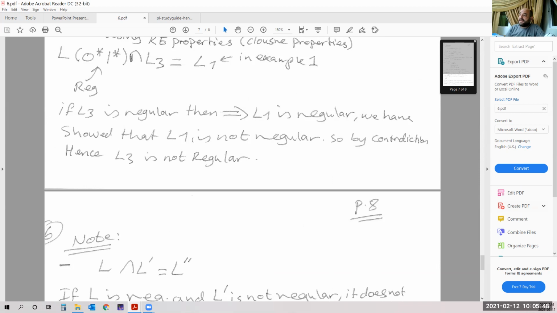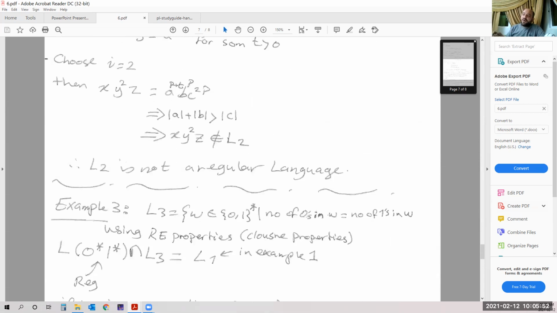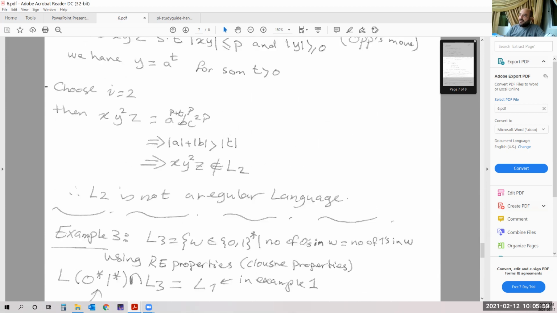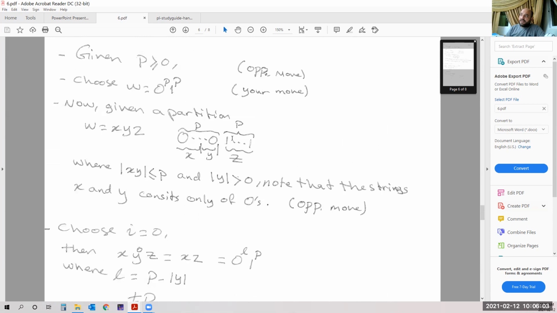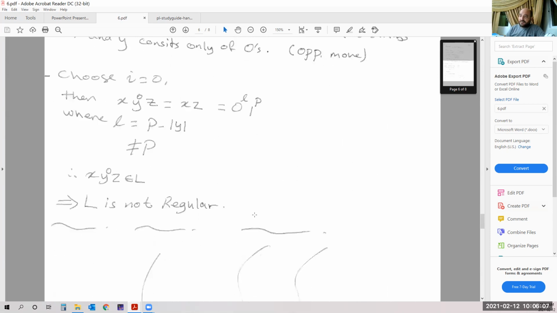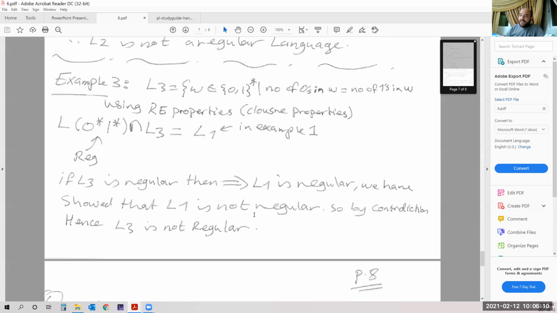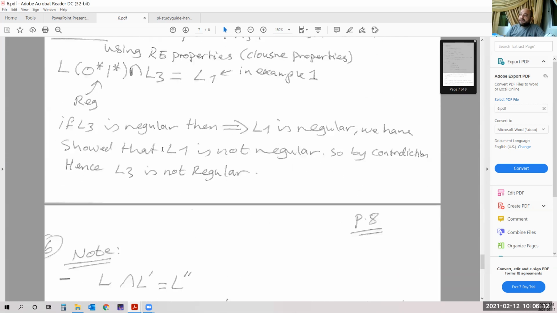We have shown that L1 is not regular. We showed it in example one, but in the exam, you have to show me that L1 is not regular. Clear, guys? But here, since it's in the same handout, we showed the way that it's not regular. So if in the quiz you receive the same question, you have to do this part. Then you will show that this part is not regular. So by contradiction, hence L3 is not regular. Okay?